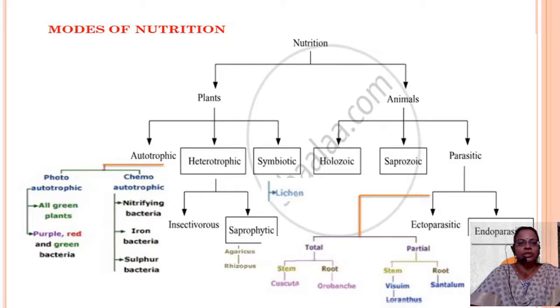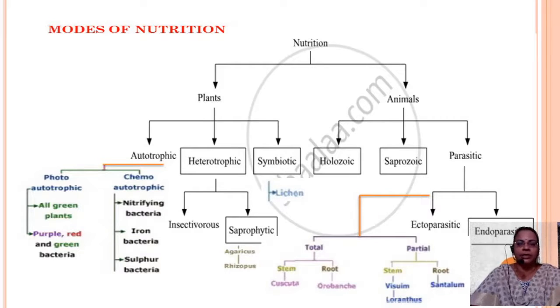Autotrophic nutrition means the organisms which can synthesize their own food, no need to depend on other organisms. Again, it is categorized into photoautotrophs and chemoautotrophs. Photoautotrophs means they can utilize the light. All the green plants will come under the category of photoautotrophs, which contain the chlorophyll.